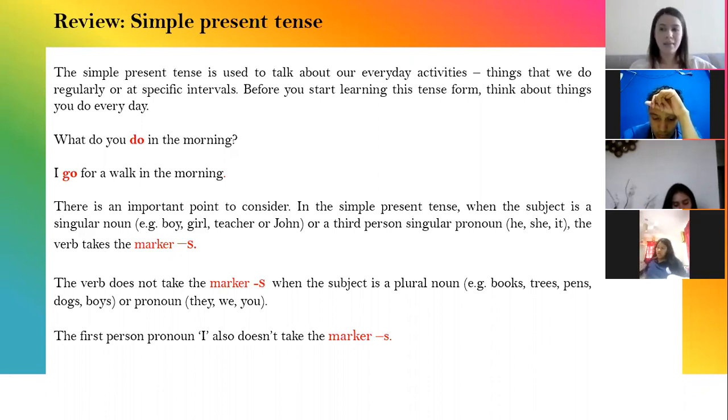Entonces, es importante tomar en cuenta o considerar que en el presente simple, cuando el sujeto es un nombre singular, boy, girl, teacher, o un pronombre de la tercera persona singular, he, she, it, al verbo se le añade un marker S. ¿Qué quiere decir? In this case, it could be does. Let's use the verbs that we have in the first part. If the verb is do, we add a marker S.